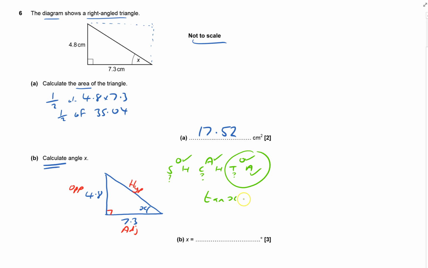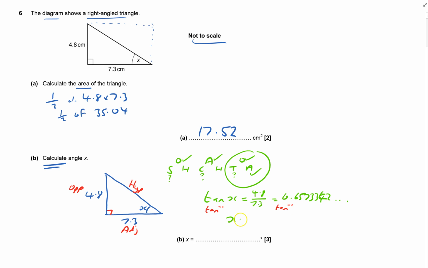So tan X equals the opposite, which is 4.8, divided by the adjacent, which is 7.3, and that equals 0.6573342, carries on. But we don't want tan X, we want to have what just X is, so I need to do the inverse operation of tan, which is tan to the minus 1, and I need tan to the minus 1 that side as well.